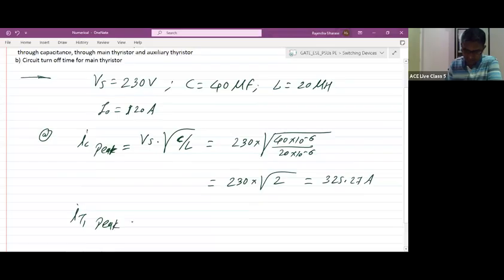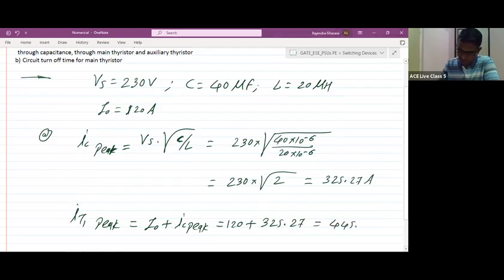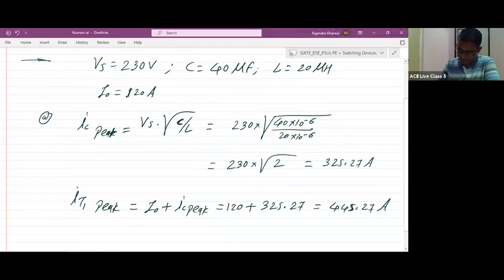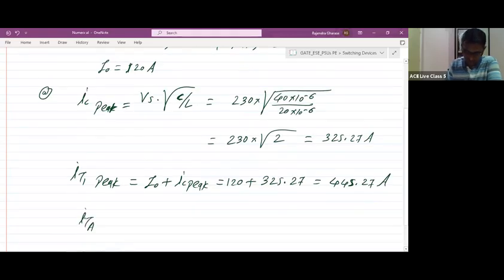Next, what about the peak value of current through the main thyristor? IT1 peak. Just now we have written it is I0 plus IC peak. I0 is 120 and IC peak is 325.27, so it will be 445.27 ampere. Correct? This is IT1 peak. Next, ITA peak is equal to I0, which is equal to 120 ampere.